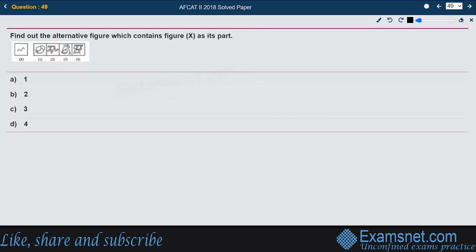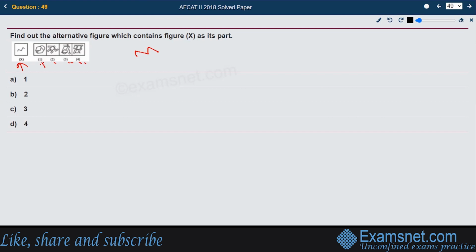49. Find out the alternative figure which contains the figure x as its part. We need to find out what is there in the figure x that should be contained by which of this, that is, being contained by which of 1, 2, 3, 4. We need to have a closer look at this. See, it goes like this kind of a shape.